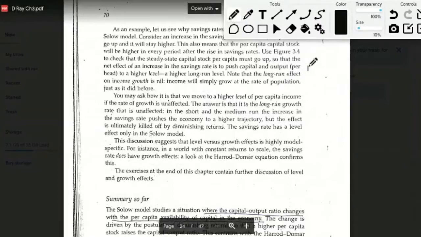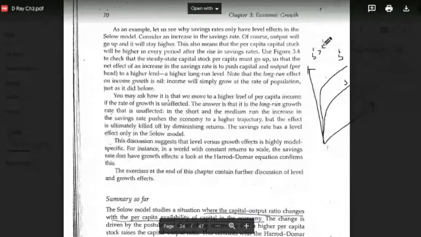Why does the savings rate in the Solow model not lead to a long run effect? It is primarily because once you reach the steady state stock of capital, so suppose this is one savings rate and this is the other curve that represents a higher savings rate. So this is S prime and this is S, and I say that S prime is greater than S, and the other parameters stay constant. Now, what would you notice? You would notice that the steady state stock of capital per capita will increase from this point to this point.